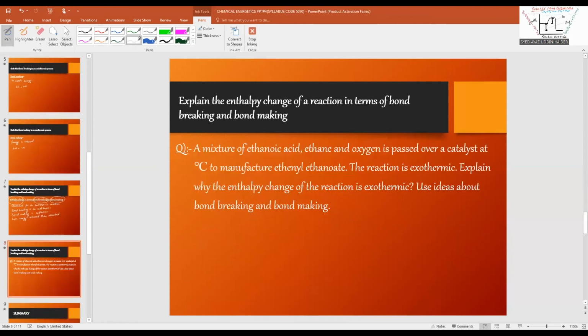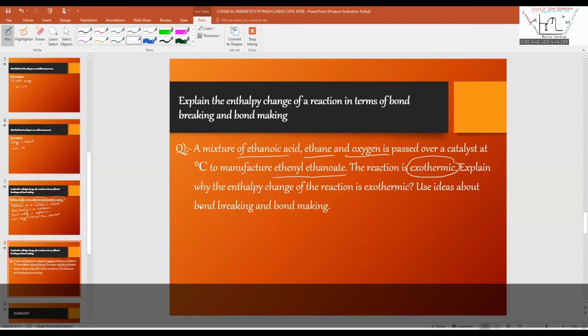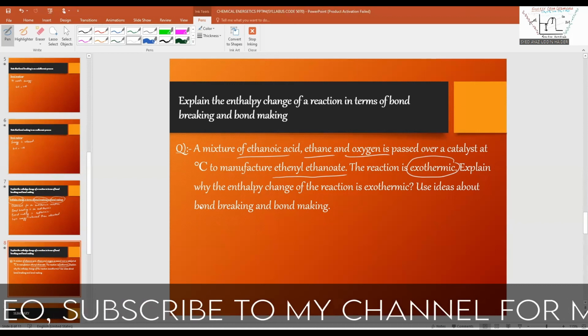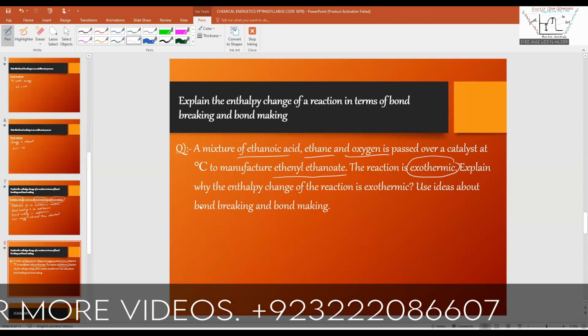Here's a question. It's the same question. A mixture of ethanoic acid, ethene, and oxygen is passed over a catalyst at a given temperature in centigrade to manufacture ethyl ethanoate. The reaction is exothermic. Again, this information is important. Explain why the enthalpy change of the reaction is exothermic. Use ideas about bond breaking and bond making. I want you to solve it by yourself.